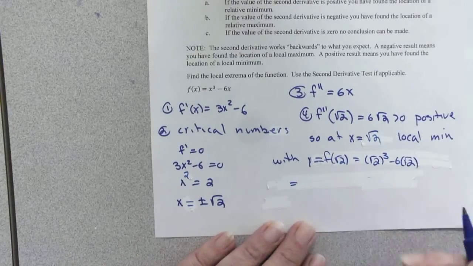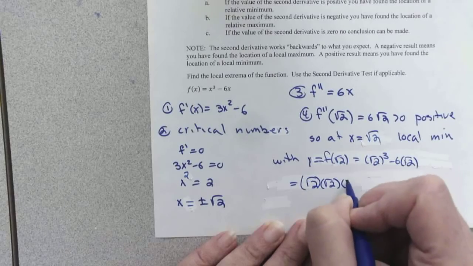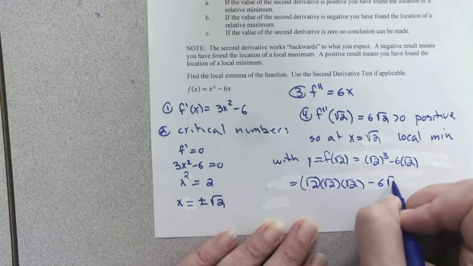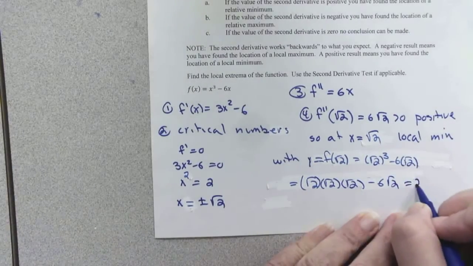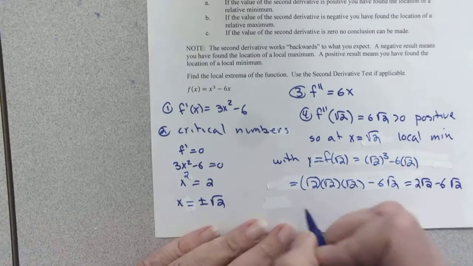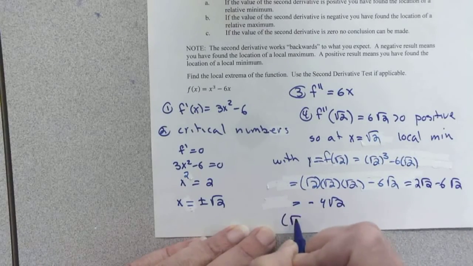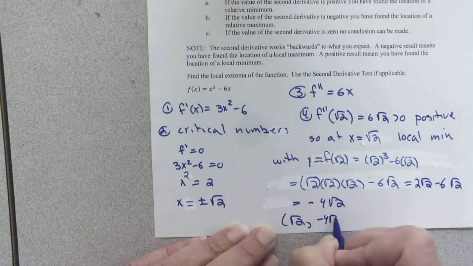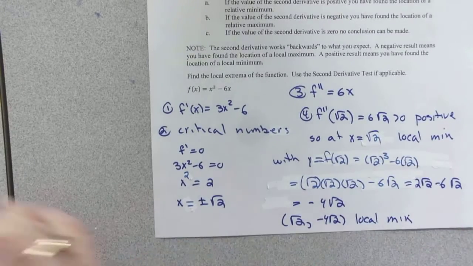So square root of 2 cubed, showing way more detail than I'd expect of anyone. Square root of 2 cubed means square root of 2 times square root of 2 times square root of 2. If I put two of these together, square root of 2 times square root of 2 would give me 2 square root of 2 minus 6 square root of 2. So negative 4 square root of 2. So the point square root of 2, negative 4 square root of 2 is a local minimum.